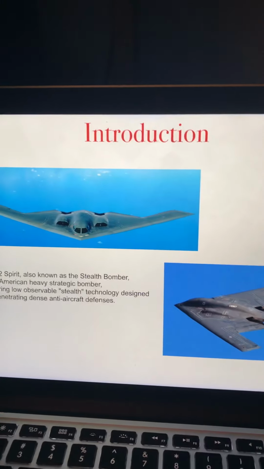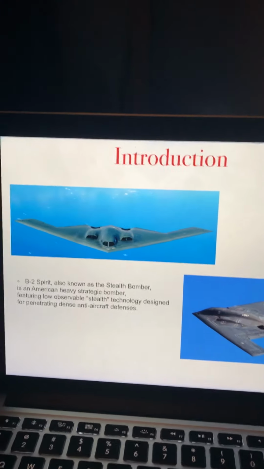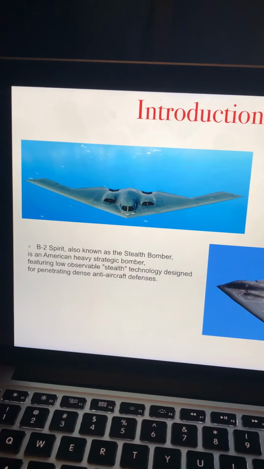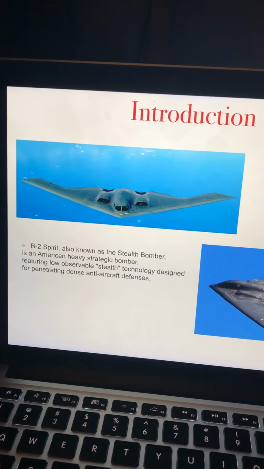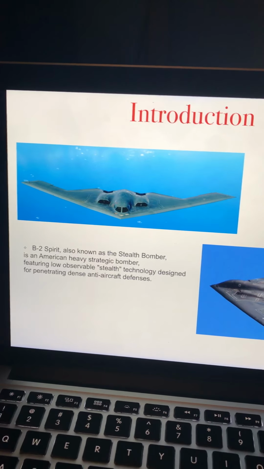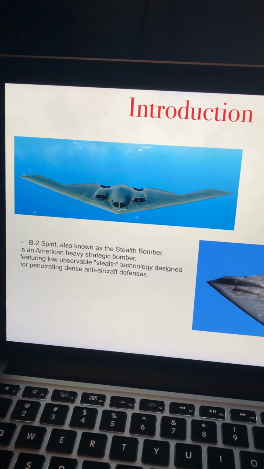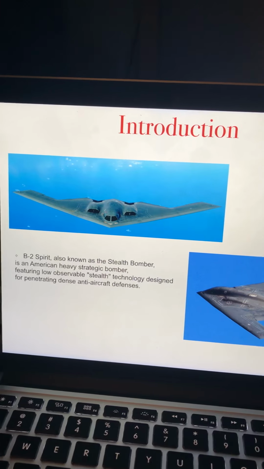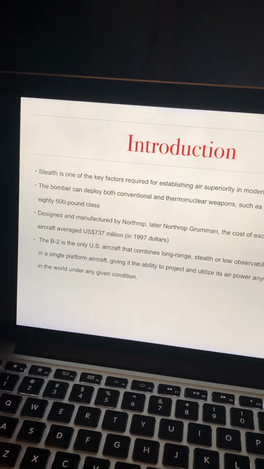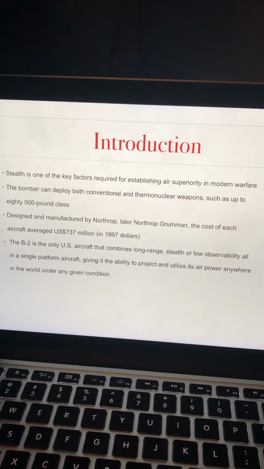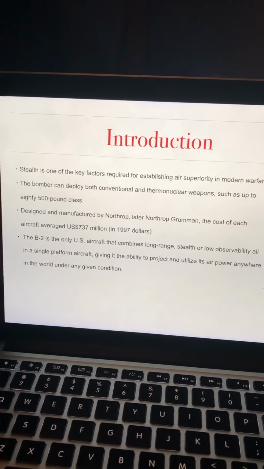First, the intro, just to give an overview of what I've already mentioned in the midterm presentation. The B2 Spirit, also known as the stealth bomber, is an American heavy strategic bomber featuring low observable stealth technology, which is at the forefront of the B2 stealth aircraft. It's designed for penetrating dense anti-aircraft defenses. This is how it looks. Stealth is one of the key factors required for establishing air superiority in modern warfare.